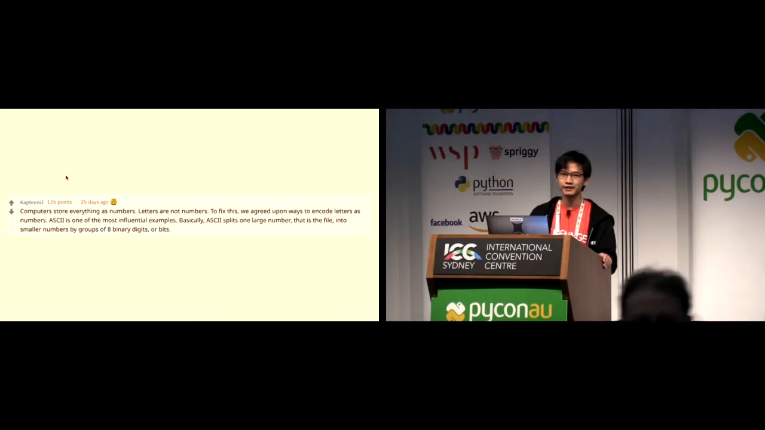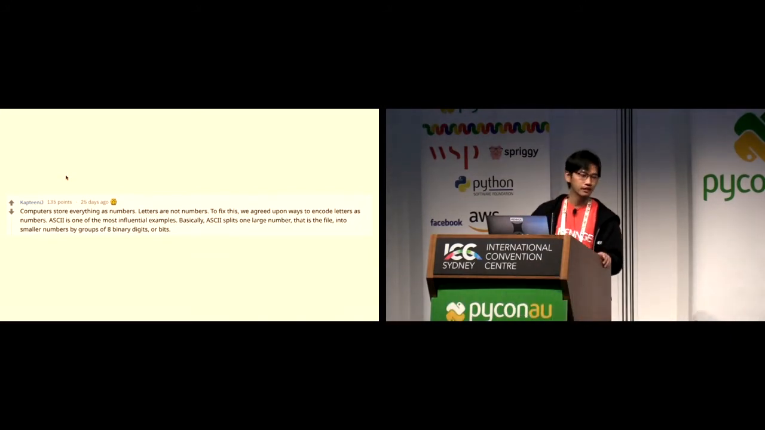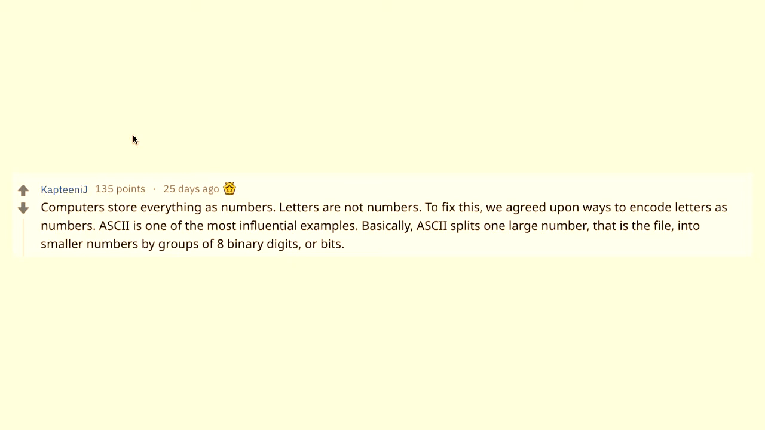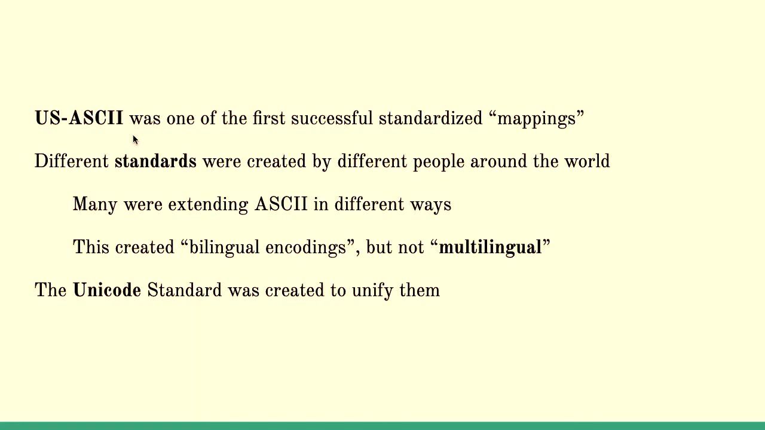When I was browsing Reddit, I saw a great ELI5 where someone was asking, why am I seeing these strange symbols in my word processor? And this guy explained it very well in several sentences. Computers store everything as numbers, right? And letters are not numbers. So to fix this, we agreed upon ways to encode letters as numbers. So encoding is basically how to transform letters into numbers. US ASCII was one of the first successful standardized mappings.